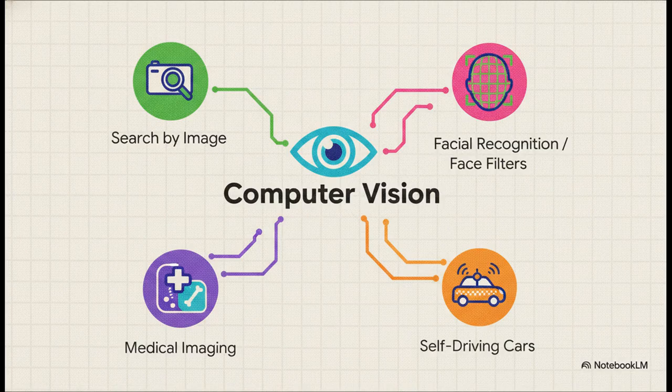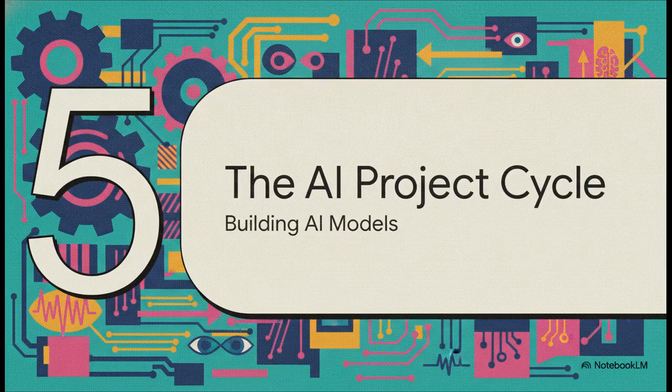It's the absolute fundamental technology making self-driving cars a reality. And it's literally saving lives in medical imaging by turning flat 2D scans into interactive 3D models for doctors. Even the Google Translate app uses it to read foreign street signs through a phone's camera in real time. It's wild. Let's pivot to Section 5, the AI project cycle.